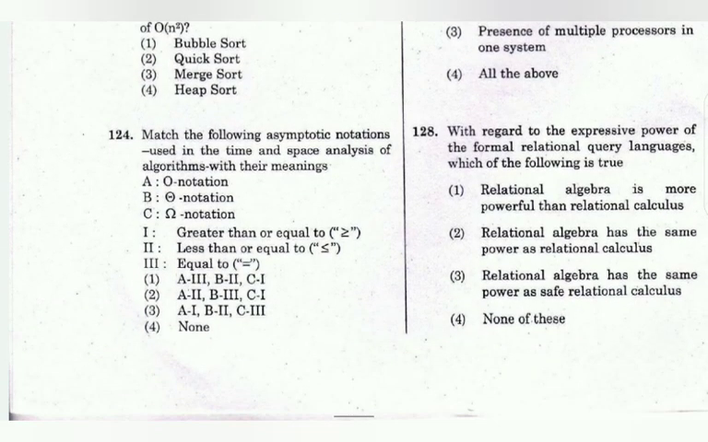Next, with regard to the expressive power of the formal relational query languages, which of the following is true? So here relational algebra and relational calculus are two formal query languages used in databases. Relational algebra refers to safe relational calculus. So both can express the same range of queries. Unsafe relational calculus allows queries that provide infinite results. So option 3 is the correct answer. Relational algebra has the same power as the safe relational calculus.